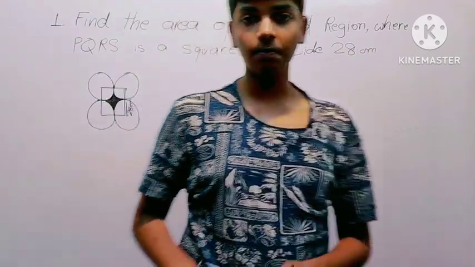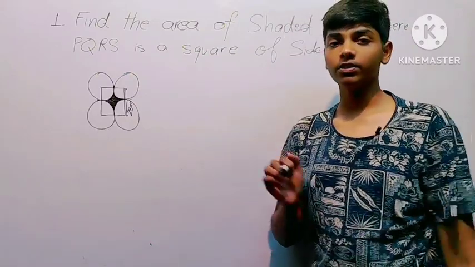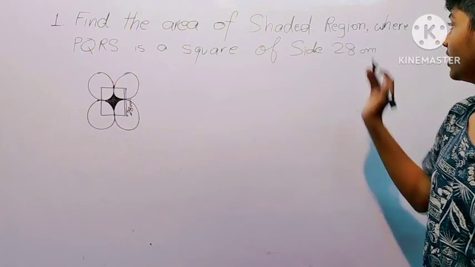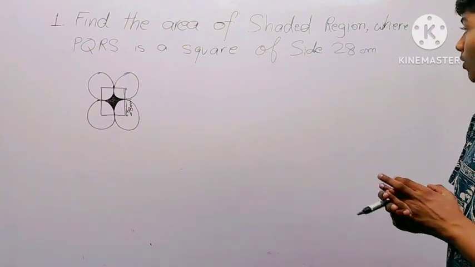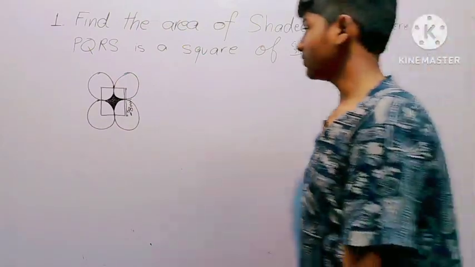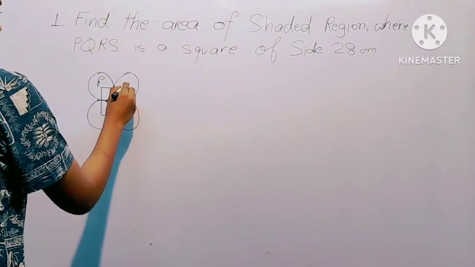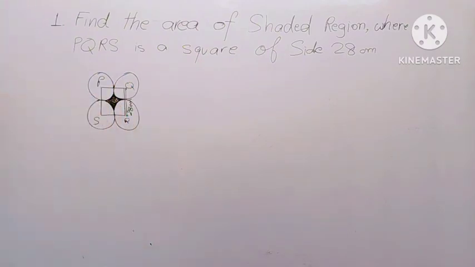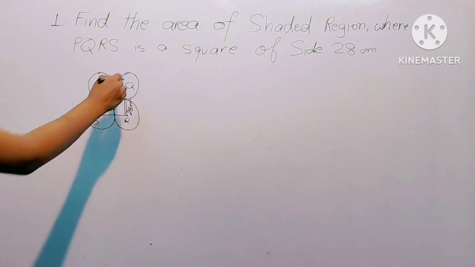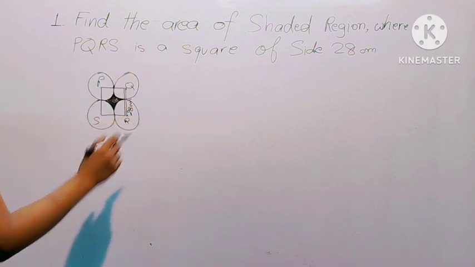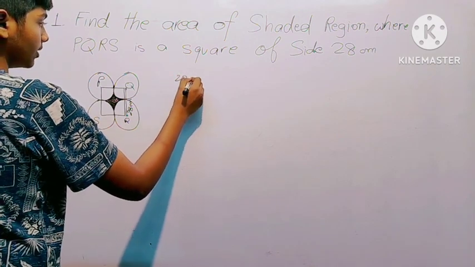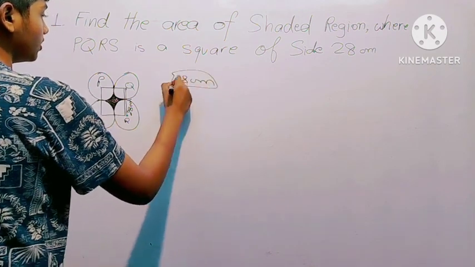So this is our practice question number 1 of the chapter areas related to circles. The question here is, find the area of a shaded region where PQRS is a square of side 28 centimeters. So we are given a square PQRS and we need to find the area of the shaded region. All these 4 circles are equal and we are given that one of the sides is 28 centimeters. 28 centimeters is the side of the square.